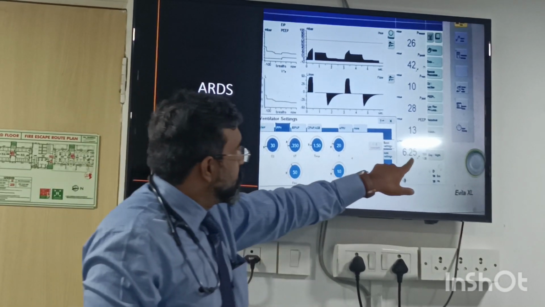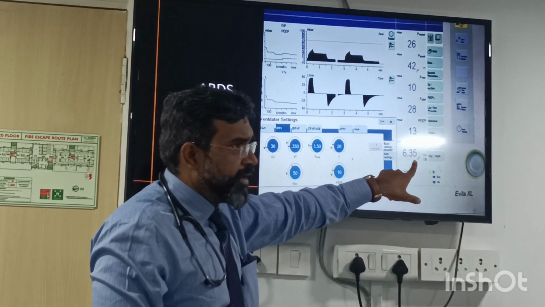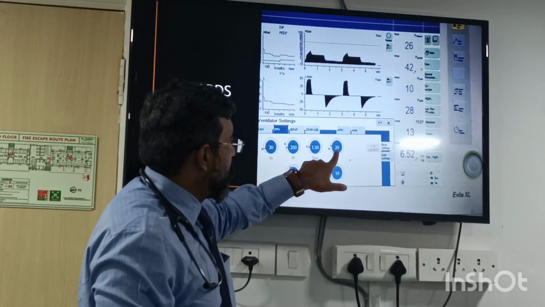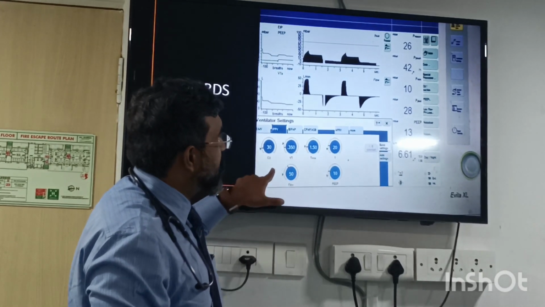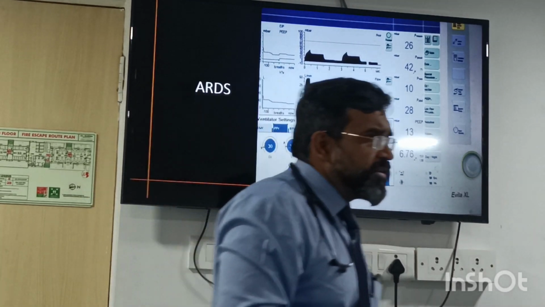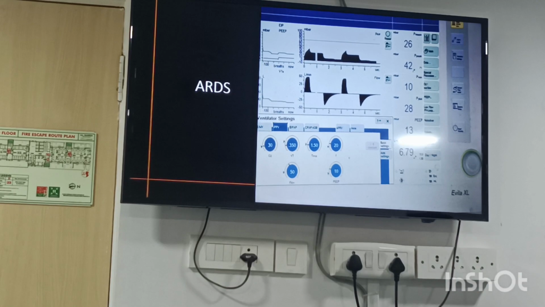Now I have got minute ventilation that is going up. I have got a setting of a tidal volume of 350 which is acceptable. I have got an RR that is there at 20. I got an I ratio that is acceptable. And I have a plateau pressure that has come as 28. So see how long it takes.